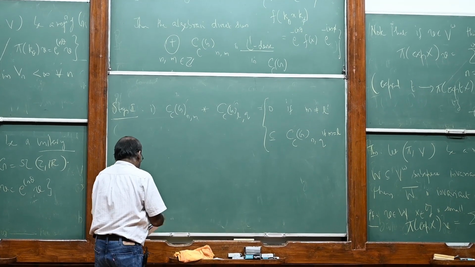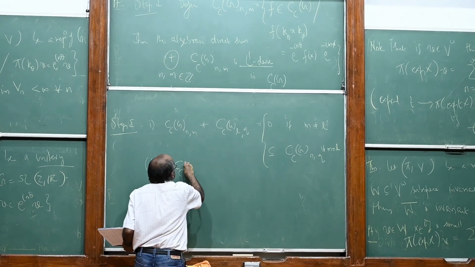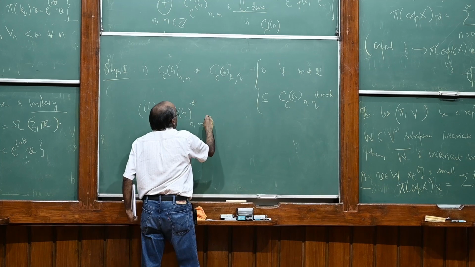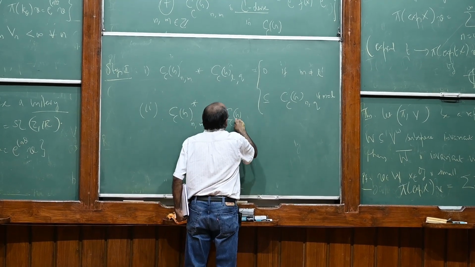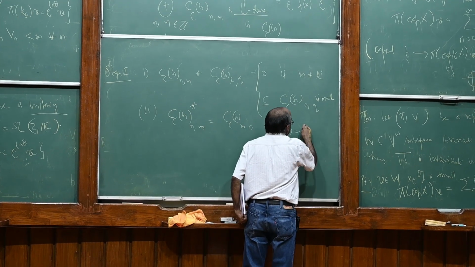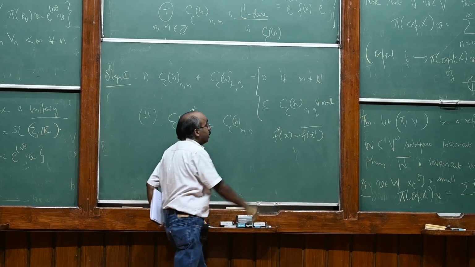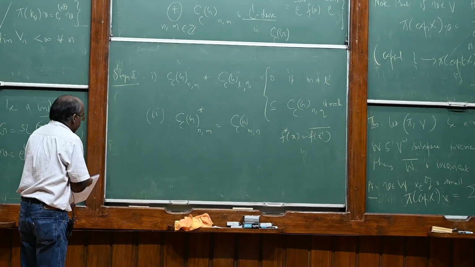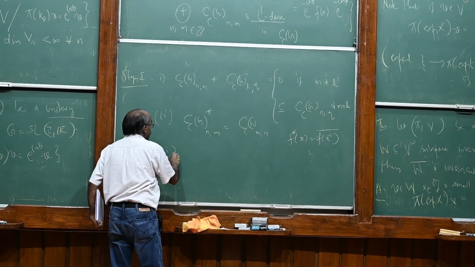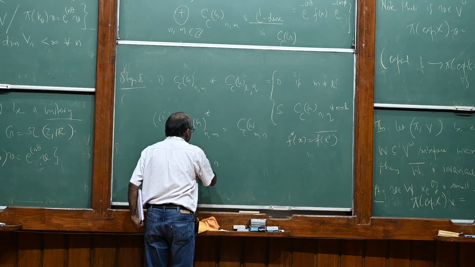So number 1, 2, C_c(G)_{nm} and star. Well, this is trivial. C_c(G)_{nm}. Well, what is star? f star of x is, this is the star operation in L^1, the complex conjugate of f(x inverse). So when you take the inverse and the complex conjugate, the m and n will change the order. So C_c(G)_{nn}. Okay, so the same n.